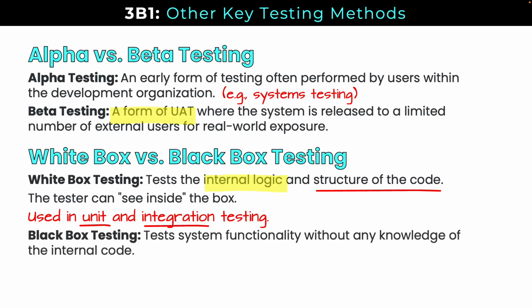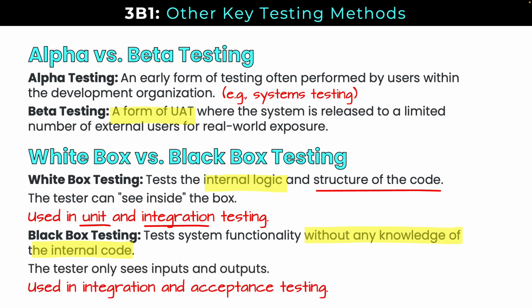Then we have black box testing, which tests system functionality without any knowledge of the internal code. Typically, this is testing the application code while it is running. So there is no source code access. This is going to be used in integration and acceptance testing, and here the tester only sees the inputs and the outputs. And there are a handful of other testing methods you want to be familiar with.